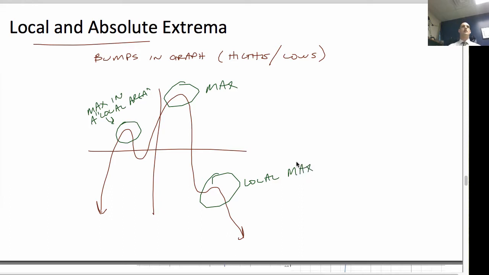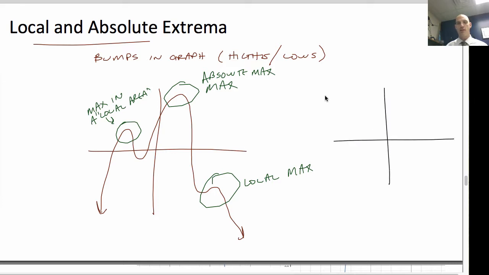So think about it. You didn't climb the highest mountain in the world, because the highest mountain is the absolute max. So you didn't climb Mount Everest, but you climbed a really tall mountain that was in that area. So it's still impressive. So these local maxes are these other bumps in local areas, even though they're not the highest one on the graph. Okay? The mins work the same way.